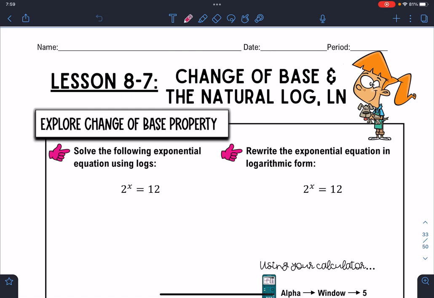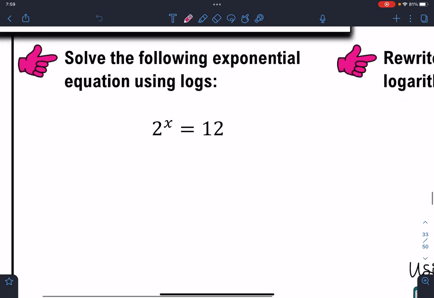Okay, let's look at lesson 8.7 for today. We are going to first look at the change of base property, which we've already discussed when we started talking about these exponential equations. And I showed you the long way first of solving an exponential equation, because really the whole point of solving an exponential equation is we're going to take the log of both sides. And we talked about how you would want to take the log.